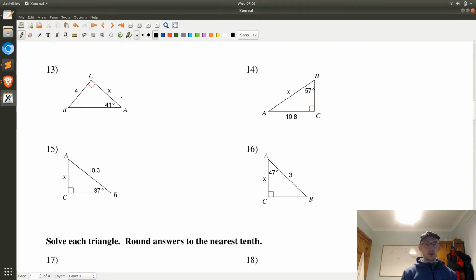Next, who's involved? Adjacent and opposite. So TOA, so tan of 41 is 4 over x. So x is 4 over tan 41. Approximately 4.6.